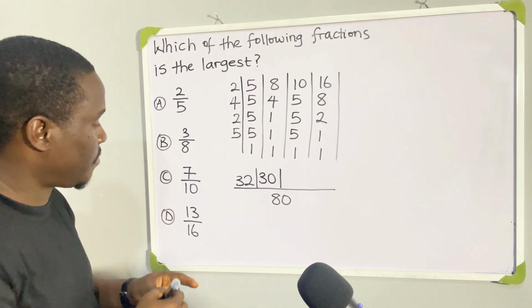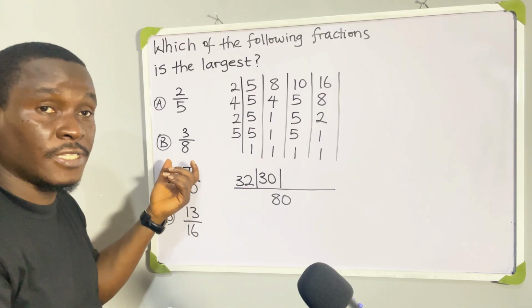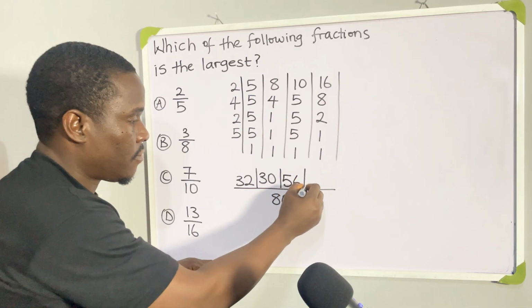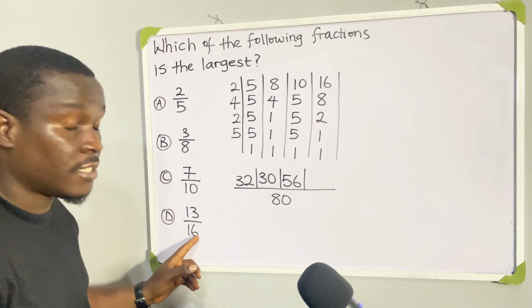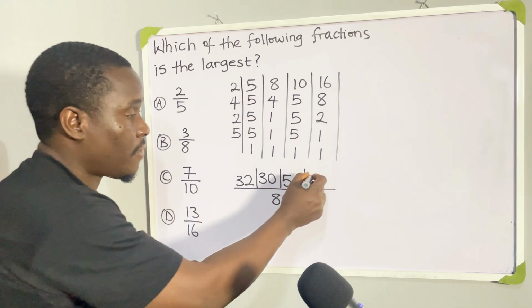Separate them. 80 divided by 10 is 8. 8 times 7 is 56. 80 divided by 16 is 5. 5 multiplied by 13 is 65.